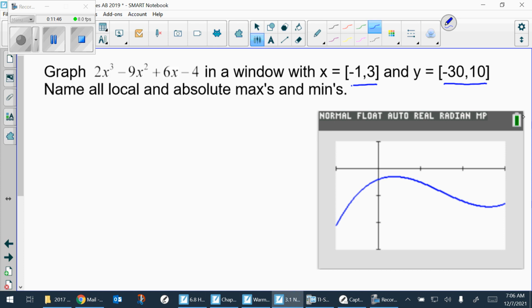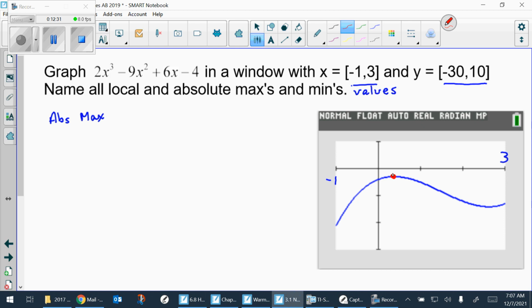Now, let's talk about absolute max. Where is the biggest y value? Biggest y value in this interval, starting at -1 and going over here to 3. And I should have been specific here. Name local and absolute maximum and minimum. Let's add the word values here. I think the highest y value occurs right in here somewhere. It's the highest y value of all these in this entire interval.